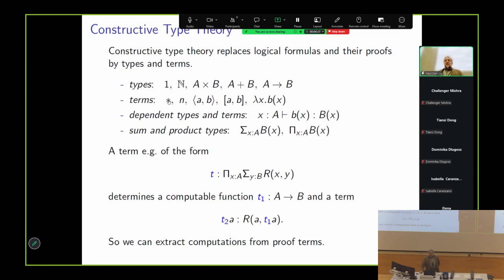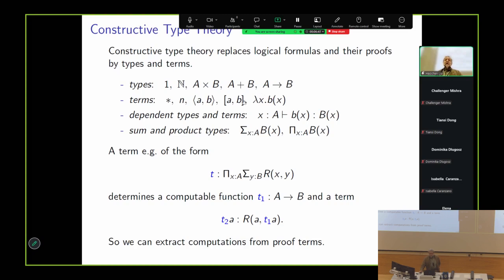The unit type has a single element. The natural numbers type has natural numbers as elements. The product type has pairs and so on. Here's the distinctive feature of the type theory, this lambda abstraction, which takes a term of type B involving a variable of type A and produces a function, which is written with the lambda abstraction. You probably have seen this before, which denotes the function which takes the argument x to the value b of x.